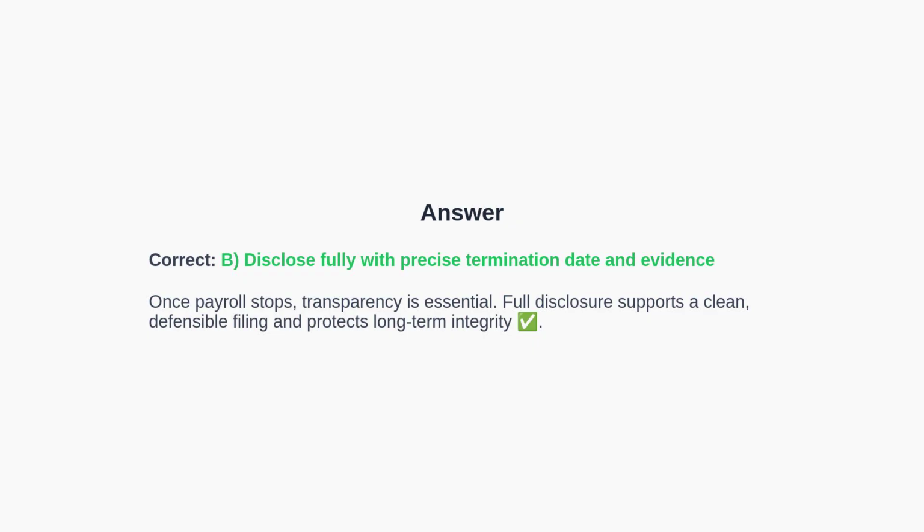The correct answer is B. Disclose fully with a precise termination date and supporting evidence. Once payroll has ended, transparency is necessary to protect the integrity and defensibility of the filing. Next, we'll provide a documents checklist to keep you organized.